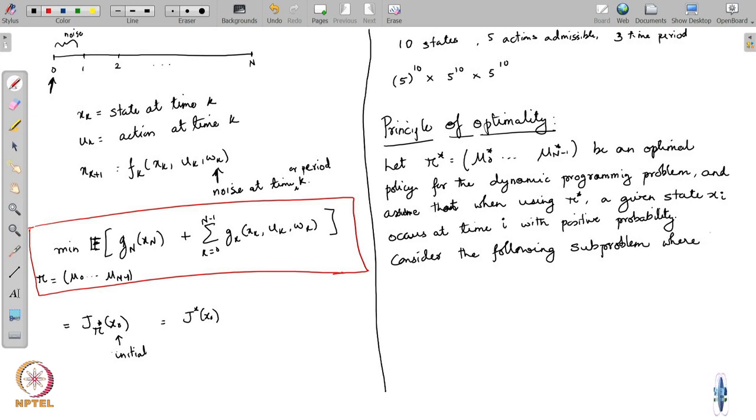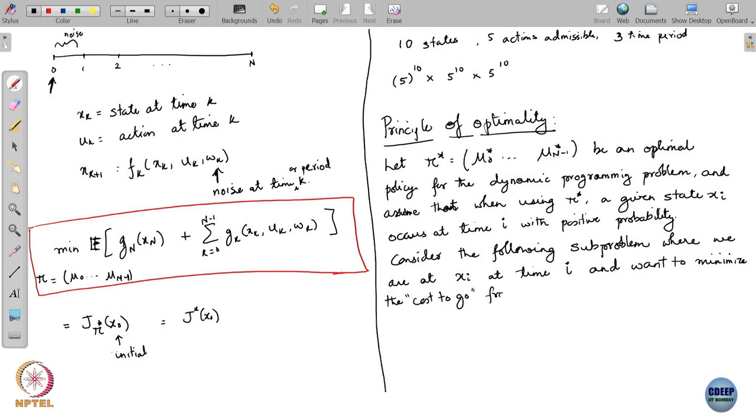Where we are at xi at time I, and want to minimize the cost to go from time I to time n.